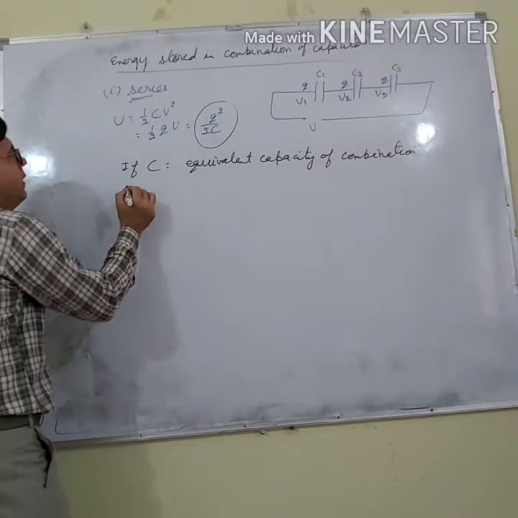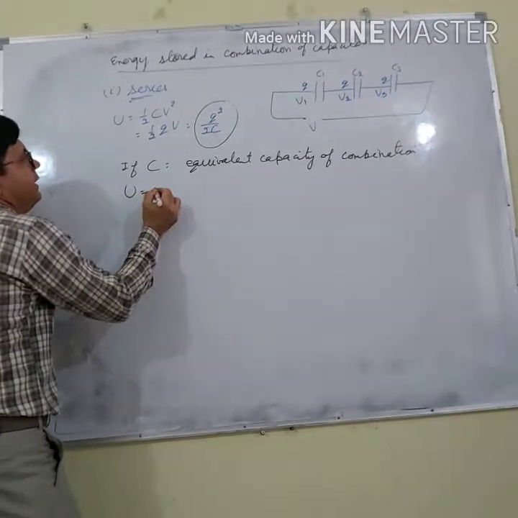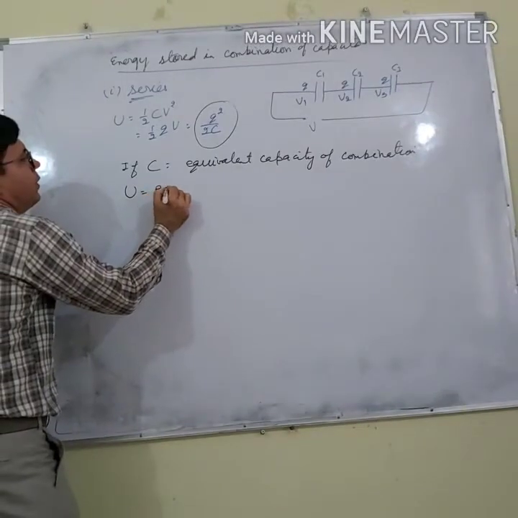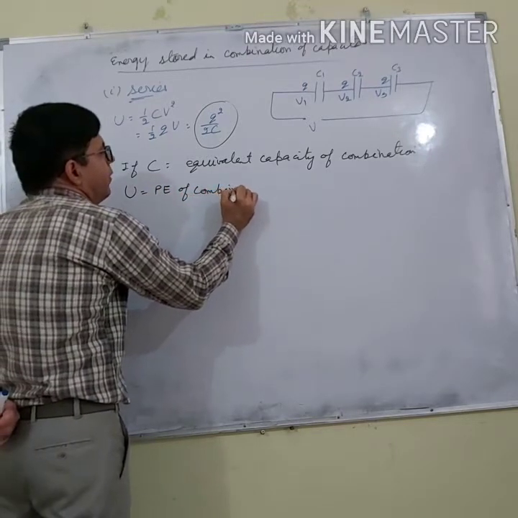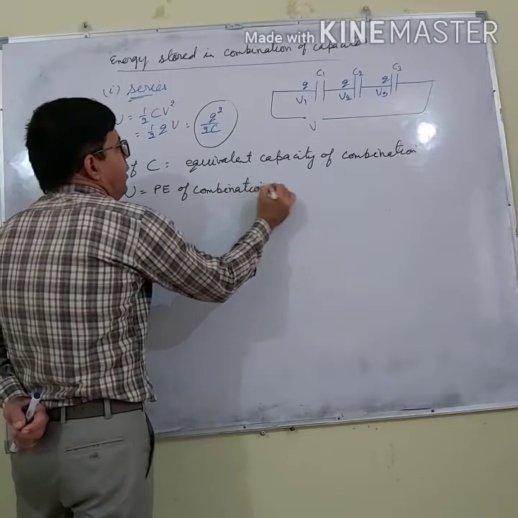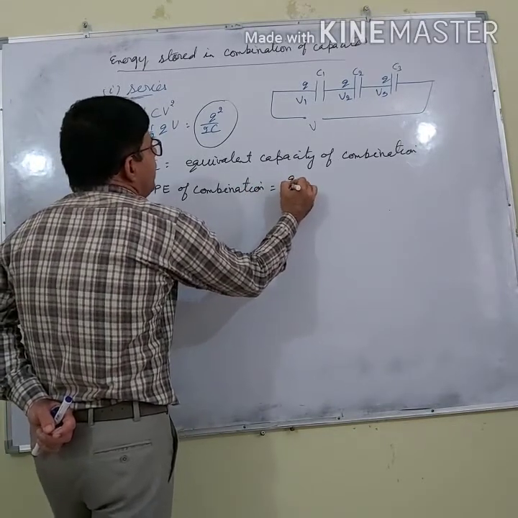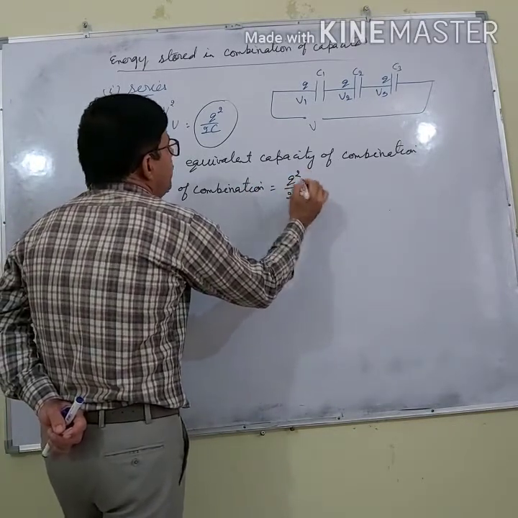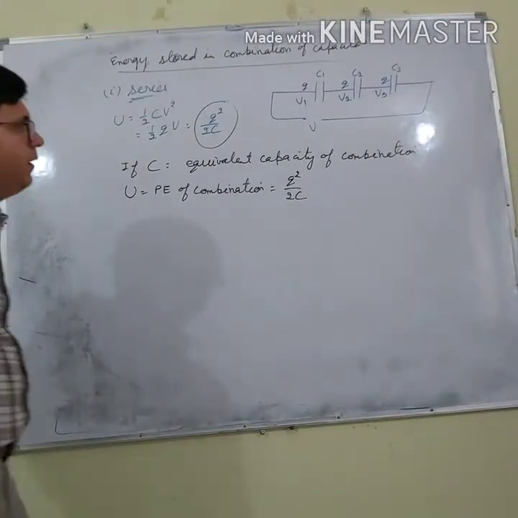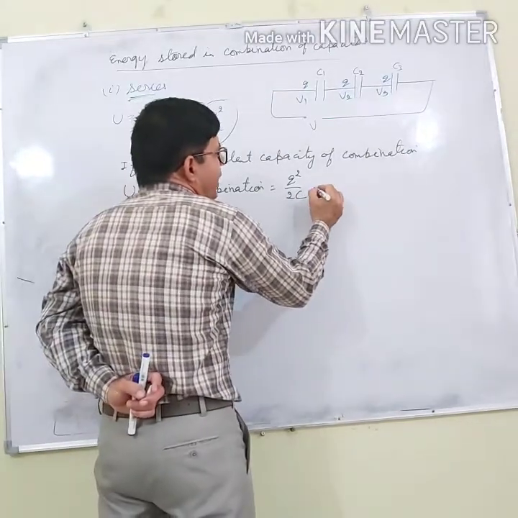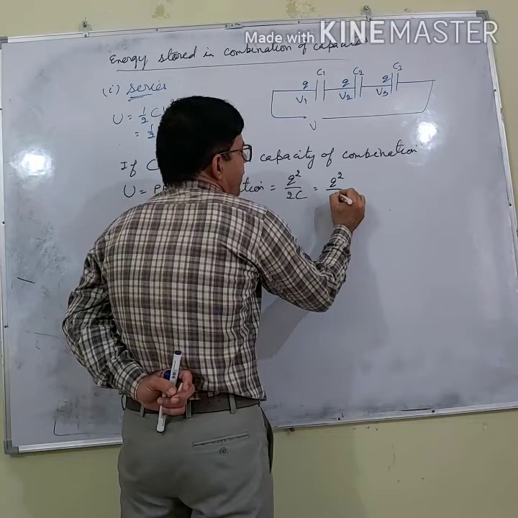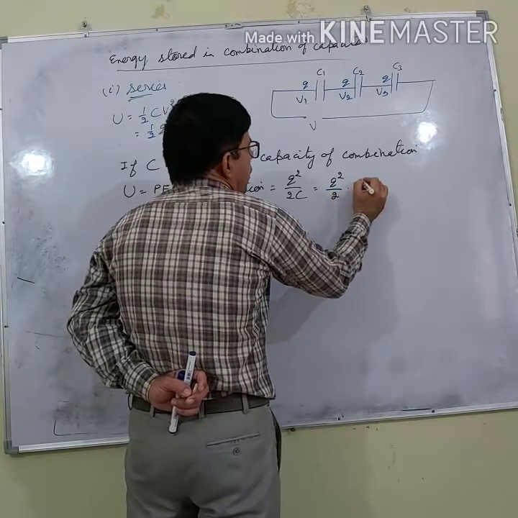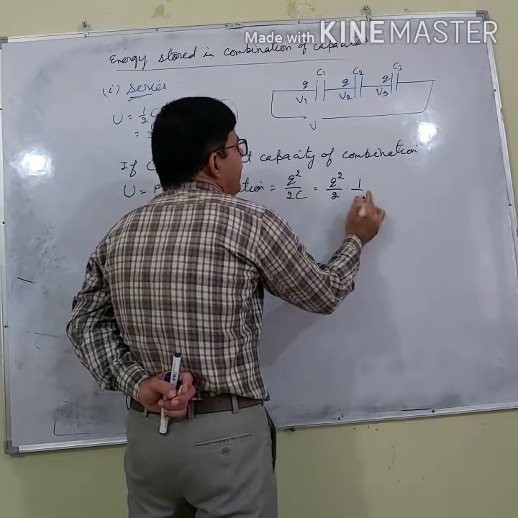What can I write? Potential energy of the combination will be equal to Q square by 2C. So I can also write it as Q square by 2 multiplied by 1 by C.